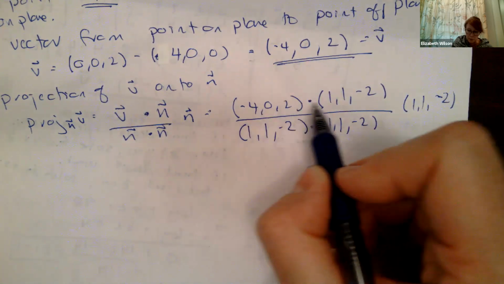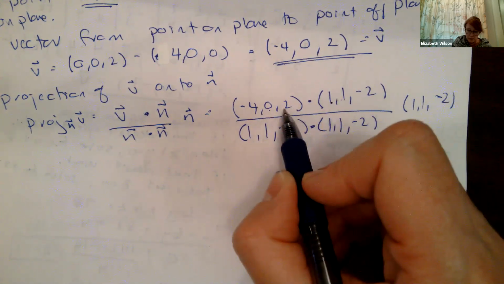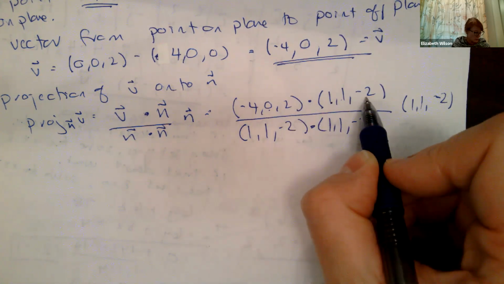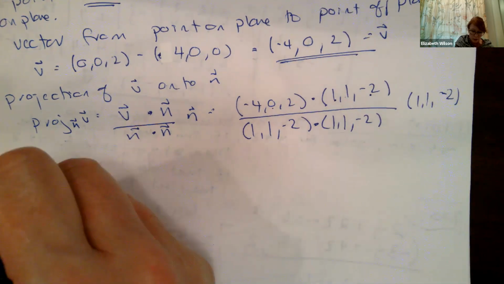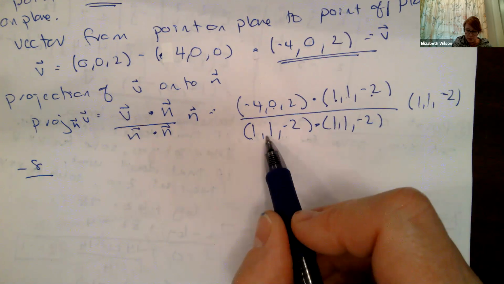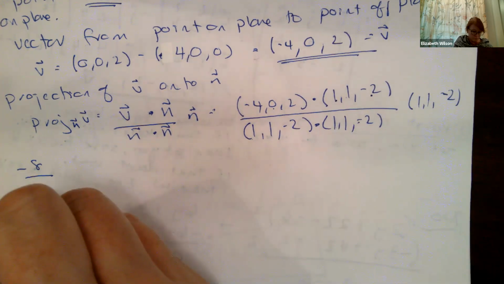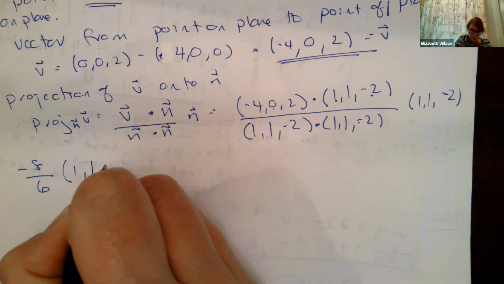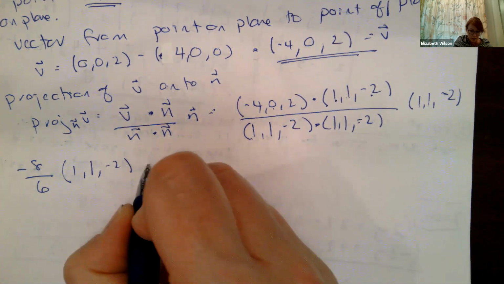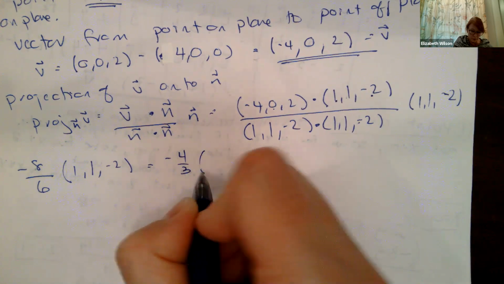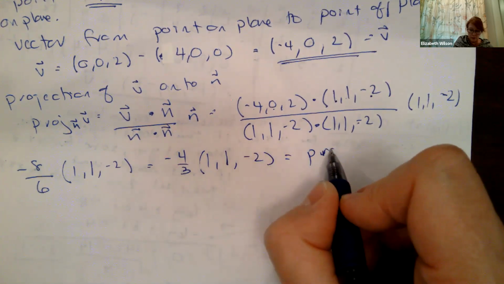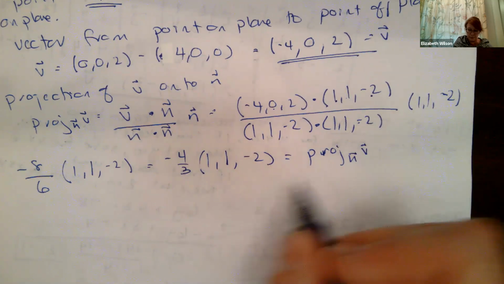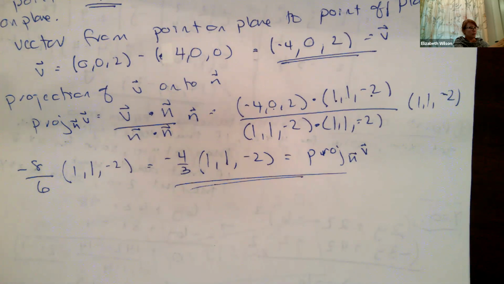So minus 4 times 1 plus 0 plus 2 times minus 2. Okay, so that's going to give me minus 4 times minus 4 plus minus 4 is minus 8, all over 1 plus positive 4, 6, and that's getting multiplied by minus 2. Okay, so this looks like minus 4/3, 1 minus 2 is our projection of v onto n. Whew, it's a lot of work, right? Wait till you see method 2, it's much easier. That's why I like it.